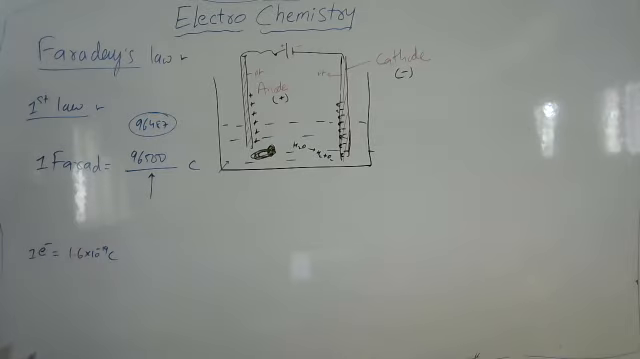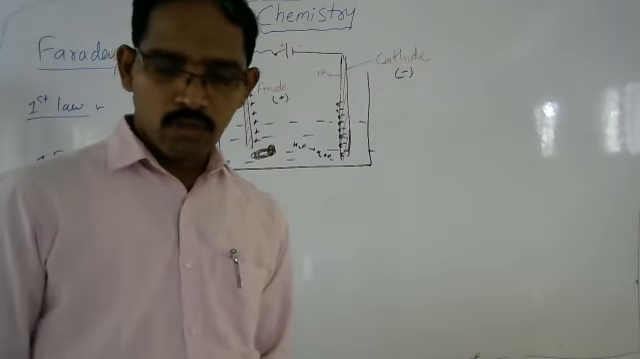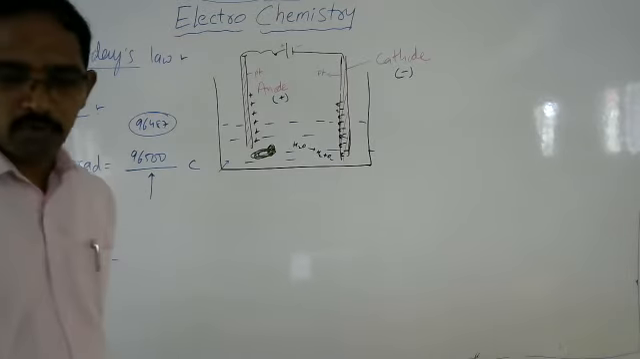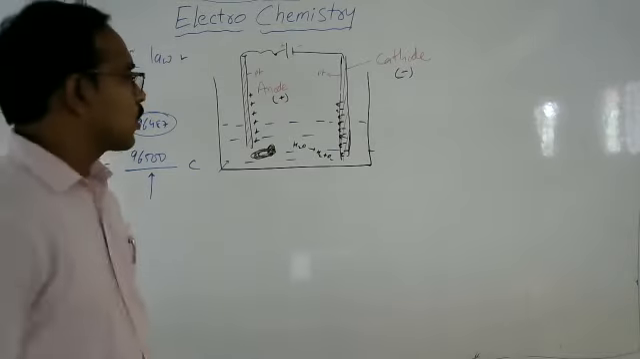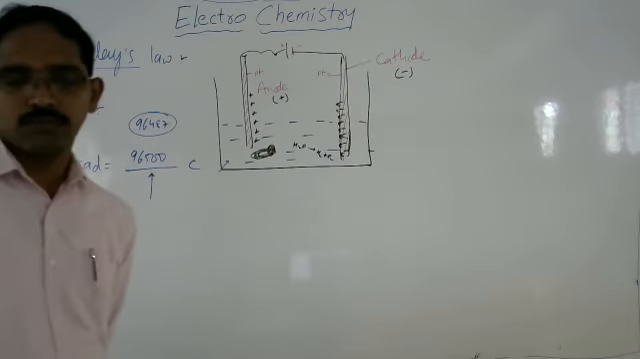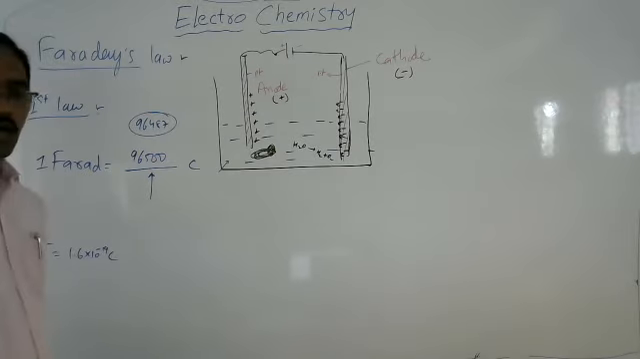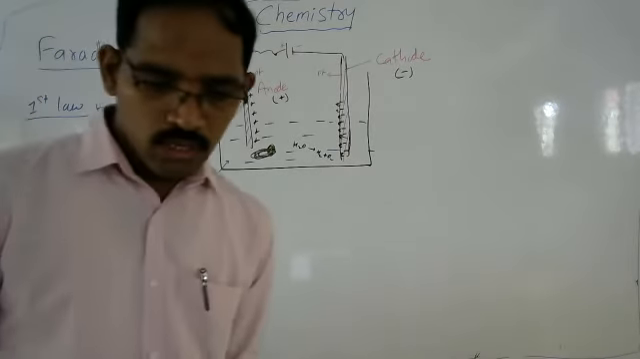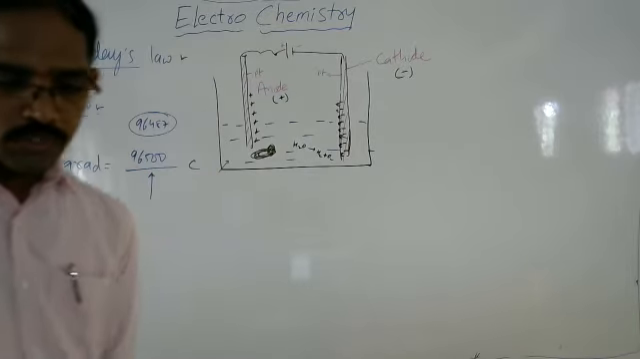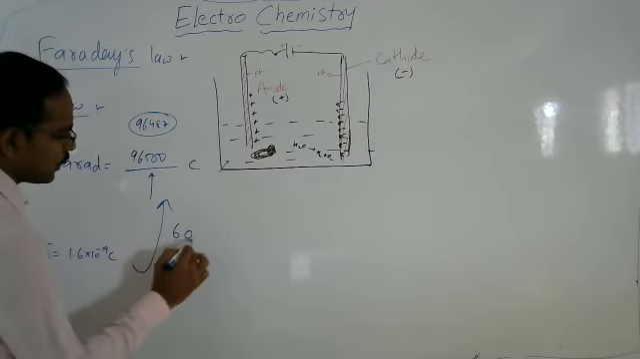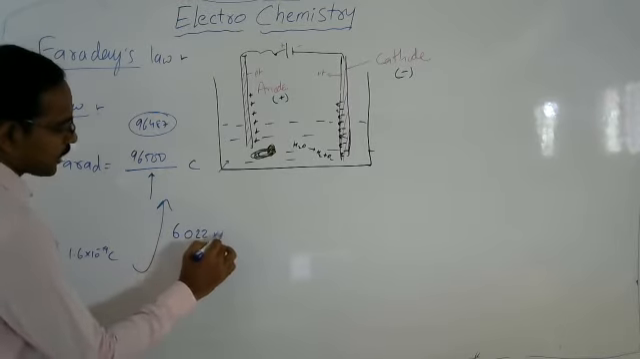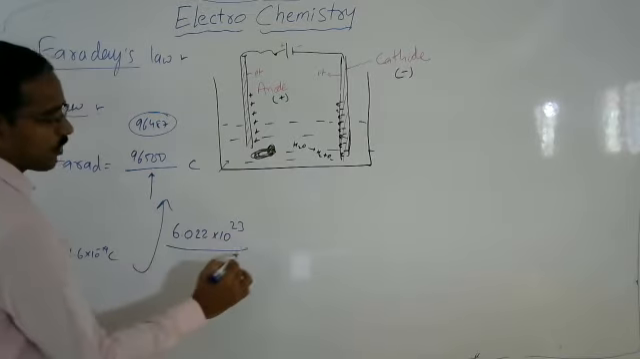This is also coulomb, this is also coulomb. Now tell me how many electrons together make this much? Yes, one electron charge is 1.6 into 10 power minus 19. That's right. I am asking how many electrons together contribute this much charge. How many electrons? 6.0, a little correction is there: 6.022 into 10 power 23 electrons.